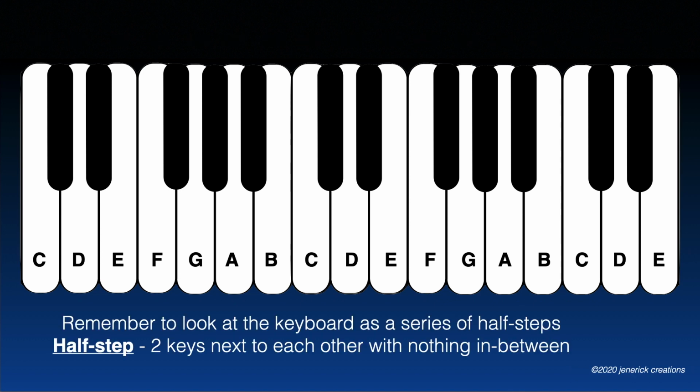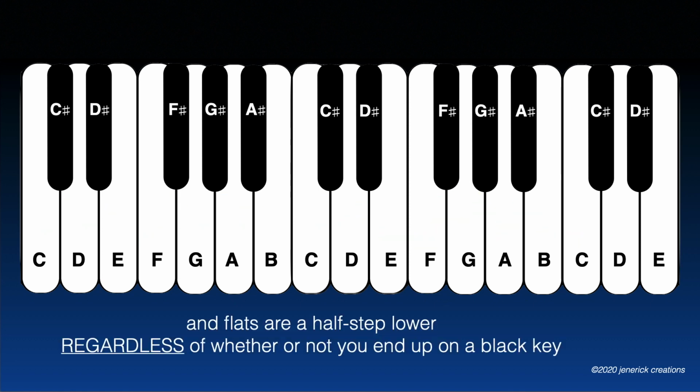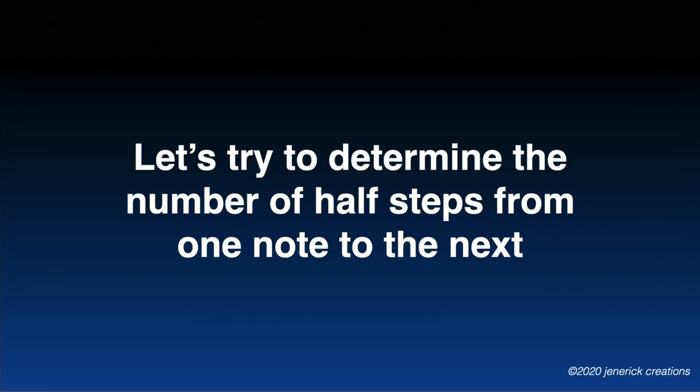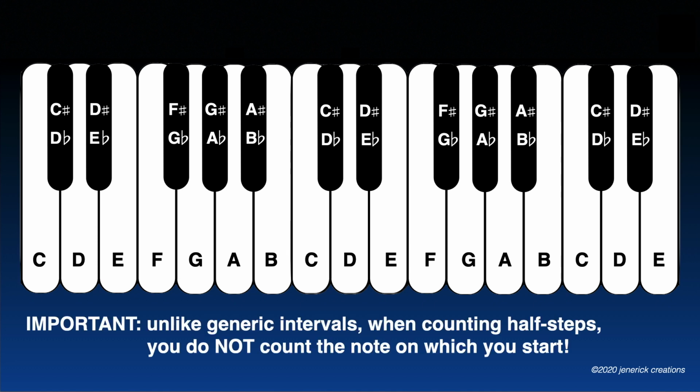Remember to look at the keyboard as a series of half steps. A half step is 2 keys next to each other with nothing in between. Sharps would be a half step higher, and flats are a half step lower, regardless of whether or not you end up on a black key. So let's try to determine the number of half steps from one note to the next. Let's try A up to D. This is important. Unlike generic intervals, when counting half steps, you do not count the note on which you start. You only count the motion.